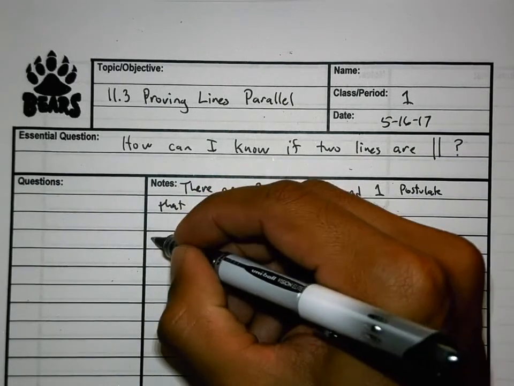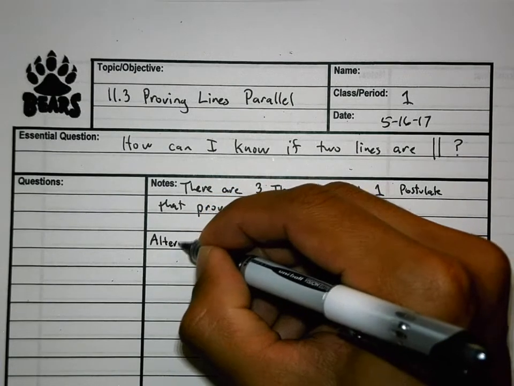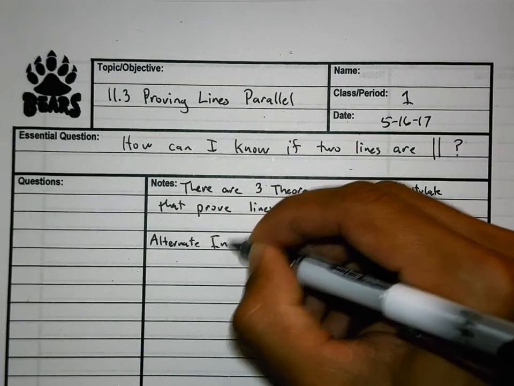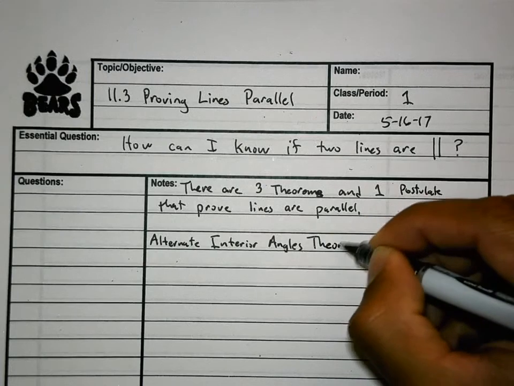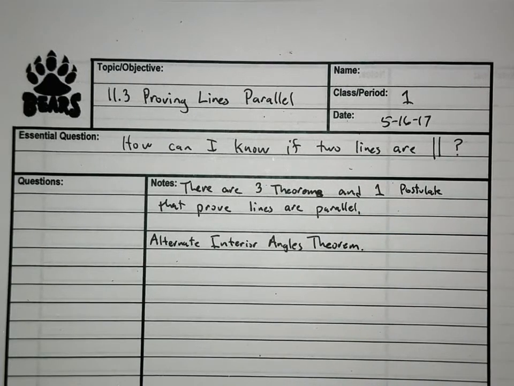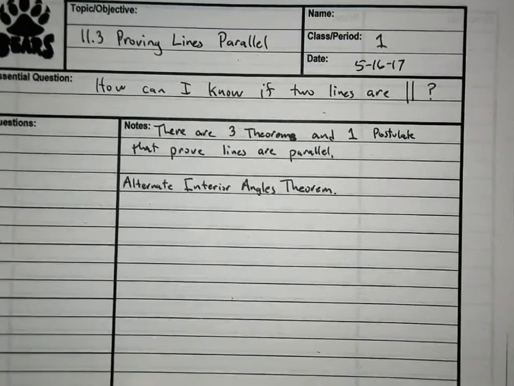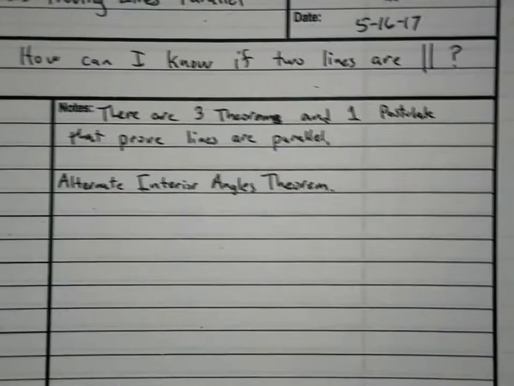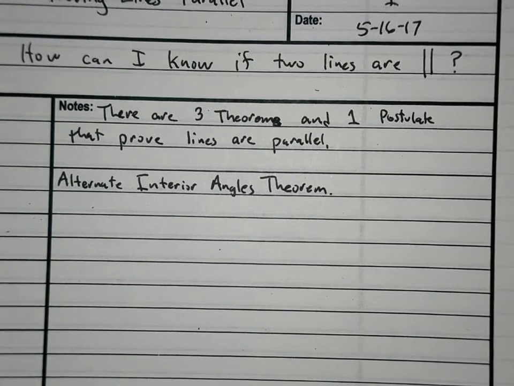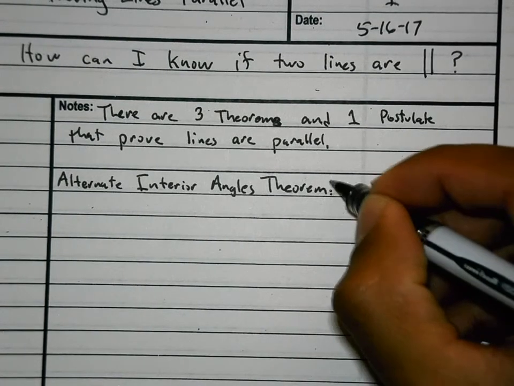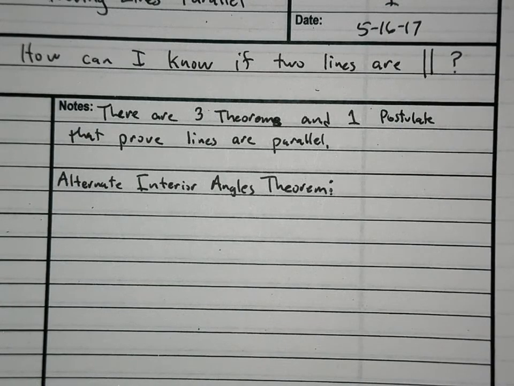Here's the first one. Alternate interior angles theorem. Let me zoom in a little bit. This is our first one. The alternate interior angles theorem. What this one says is that if the alternate interior angles are congruent, then the lines are parallel.